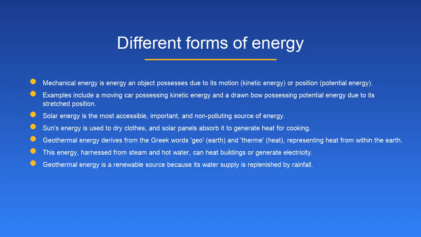Different forms of energy. Mechanical energy is energy an object possesses due to its motion, kinetic energy, or position, potential energy. Examples include a moving car possessing kinetic energy and a drawn bow possessing potential energy, due to its stretched position.